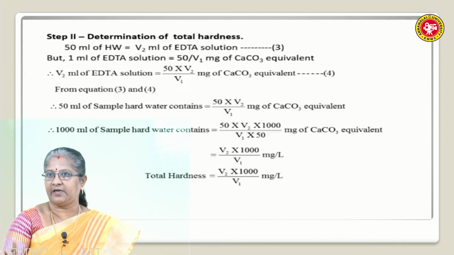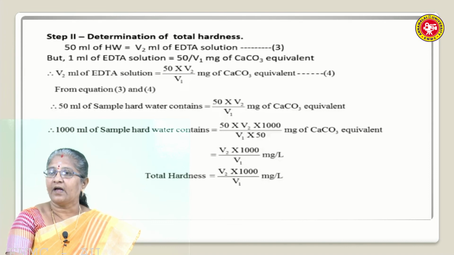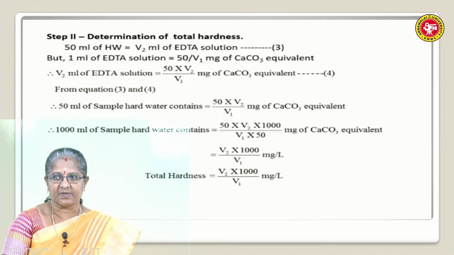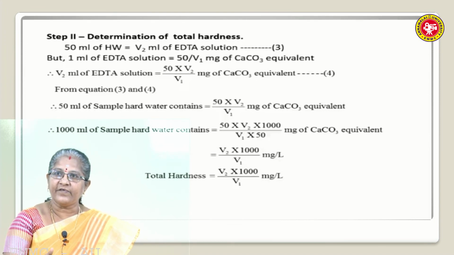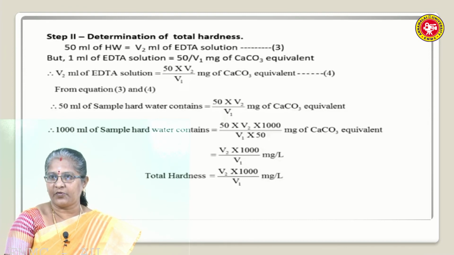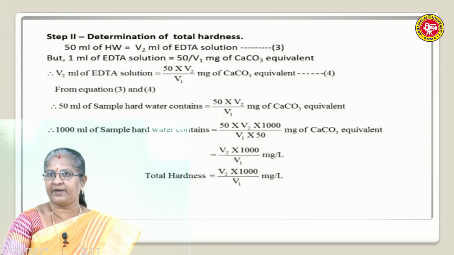Let it be equation 3. But we know 1 ml of EDTA is equal to 50 by V1 milligrams of calcium carbonate equivalents. Therefore, V2 ml in the second set of titration, V2 ml of EDTA was consumed, isn't it? That is equal to 50 into V2 by V1 milligram of calcium carbonate equivalents. This is the fourth equation. So, from equations 3 and 4, we come to a conclusion that 50 ml of sample hard water contains 50 into V2 by V1 milligrams of calcium carbonate equivalent.